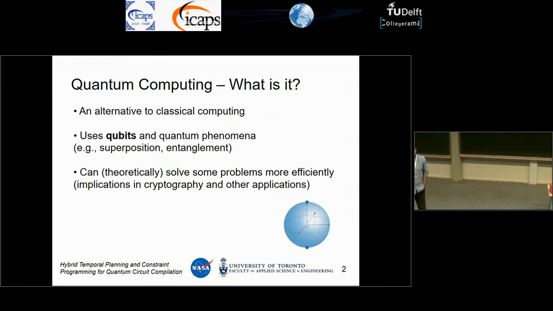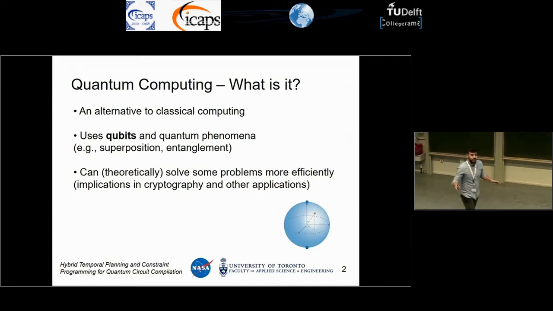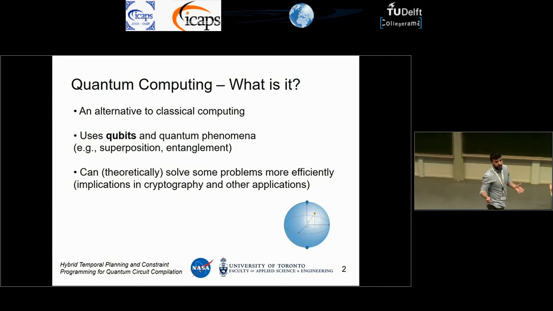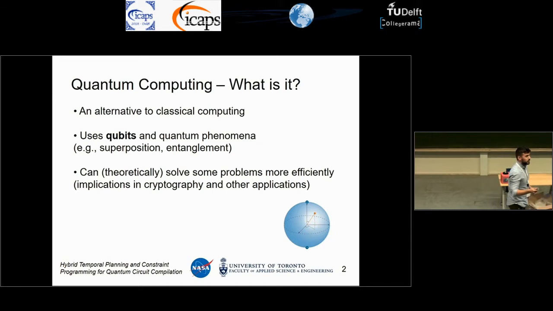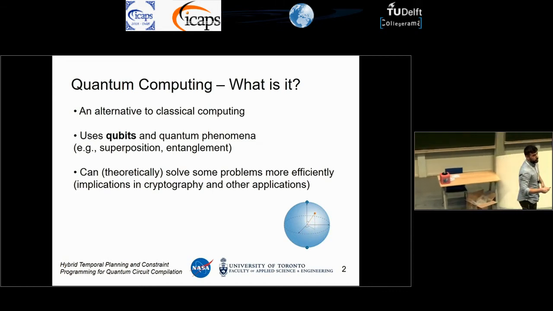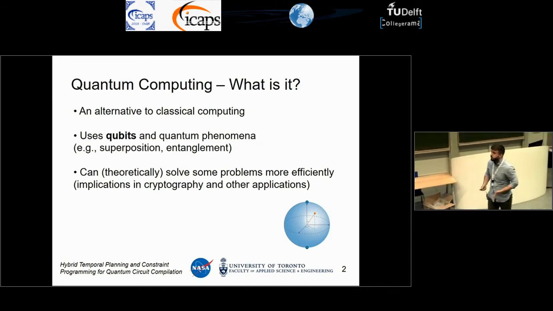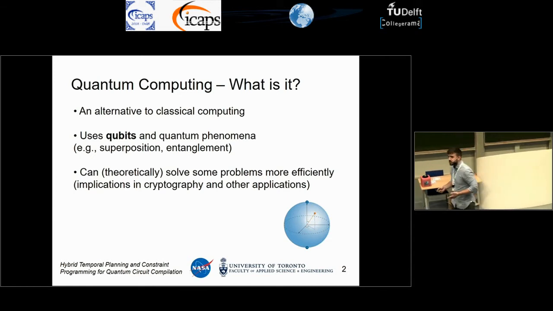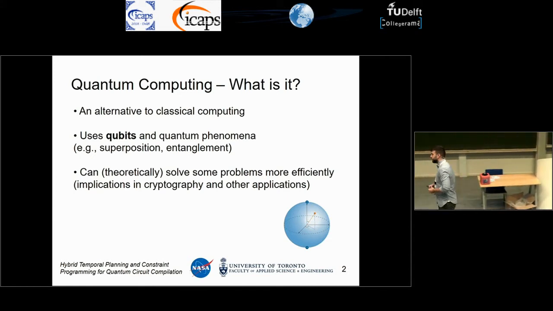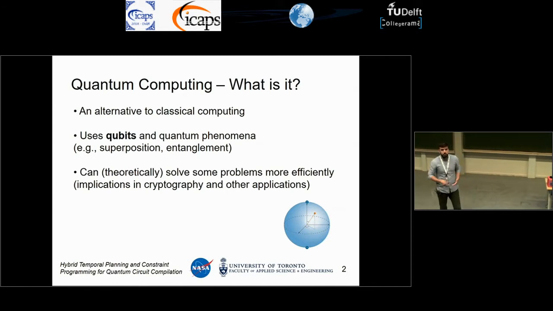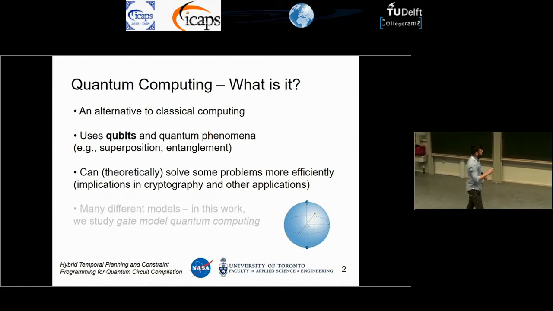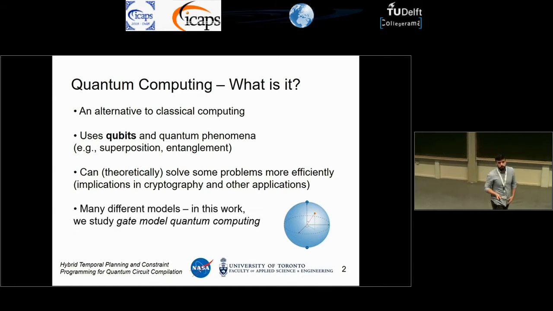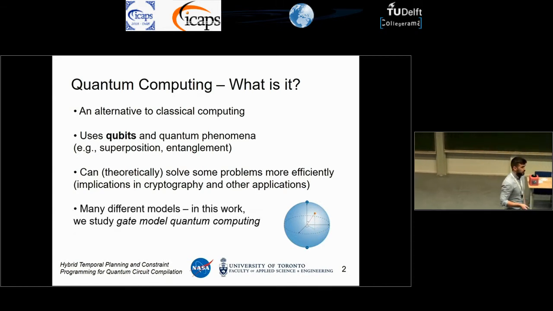All right, so what is quantum computing? I can't spend too much time on this. Essentially, it's an alternative to classical computing. We have qubits, we have quantum phenomena, and quantum computing has some theoretical results that it can solve problems more efficiently than classical methods. This has some implications in a number of applications, including cryptography and others. So there's a number of different ways of doing quantum computing, and in this work we study the gate model.